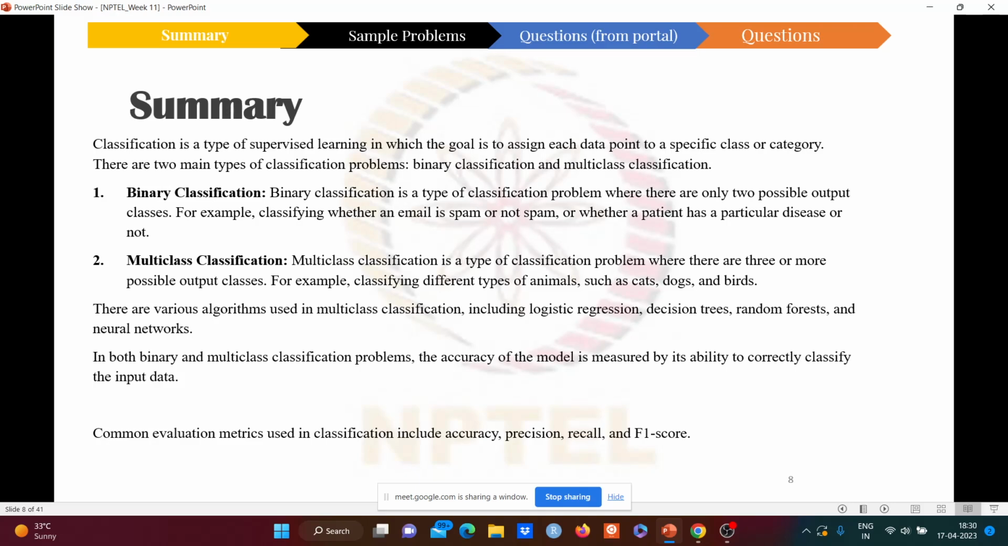These algorithms again are trained on the labeled data to learn the patterns that differentiate between the different classes. Once trained, the model can make predictions on new and unseen data. In both binary and multi-class classification problems, the accuracy of the model is measured by its ability to correctly classify the input data. Common evaluation metrics used in classification are accuracy, precision, recall, and F1 score. So overall, classification is an important problem in machine learning with many real-world applications such as spam detection, sentiment analysis, and image recognition.